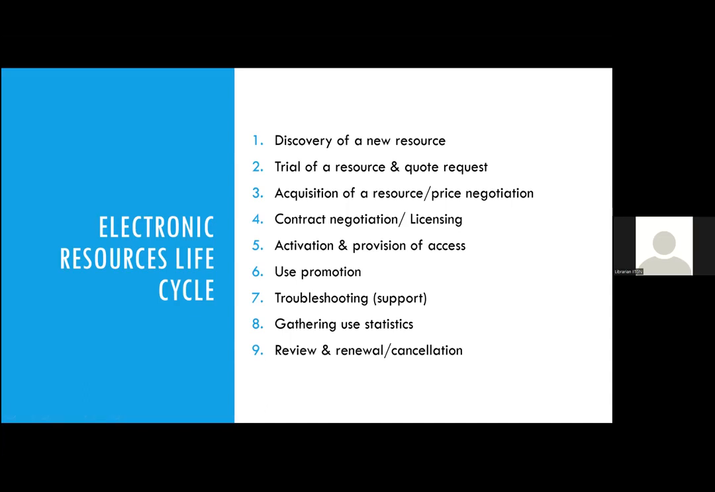So we said: discovery of a new resource. How do you identify it, and then have a trial access before you take a decision. The next is acquisition of a resource, which includes price negotiation. Then you come to contract negotiation or licensing, and then activation of the access and provision for access, on various platforms and in different ways, whether through your online catalog or web-based, whether an A to Z listing or publisher-wise listing, whichever it is.